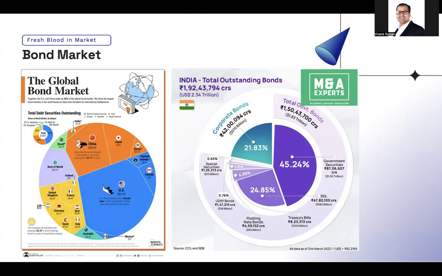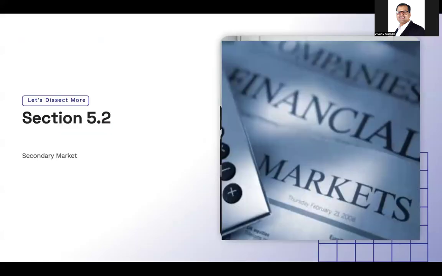Government is the largest. Okay, 45% is government bonds in the world. In India also, it is a similar 45%, approximately 1.5 crore rupees, 1.83 trillion dollars, of Indian government bonds have been launched.